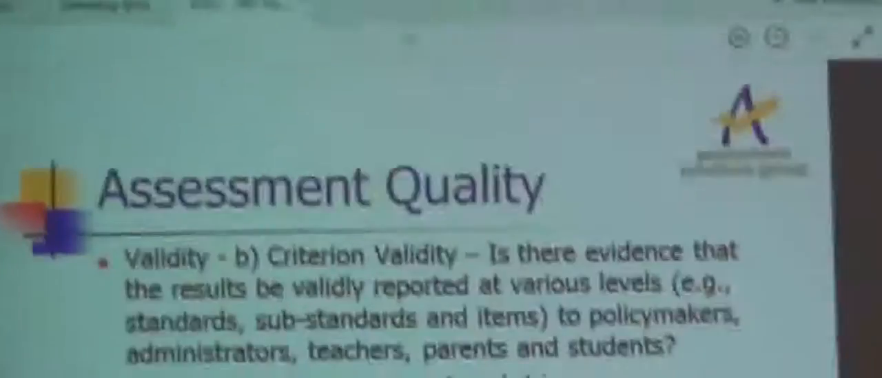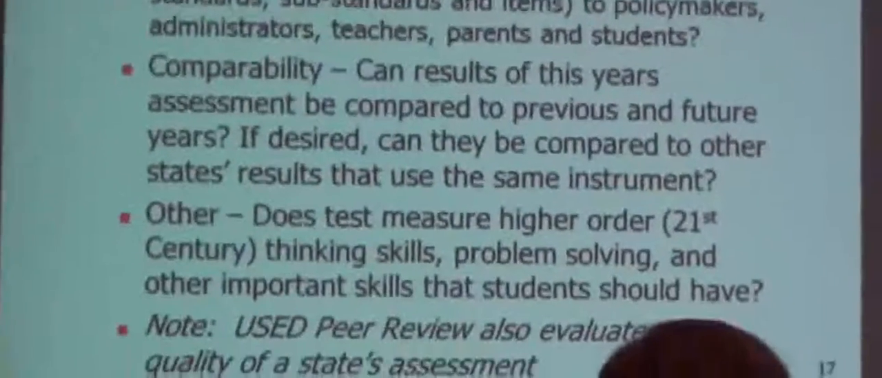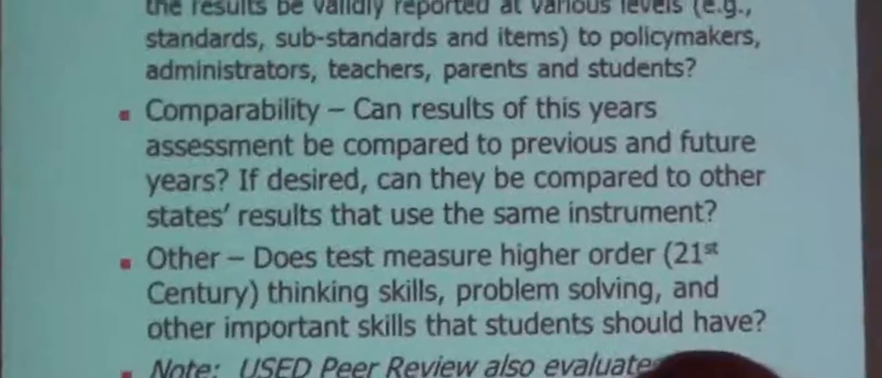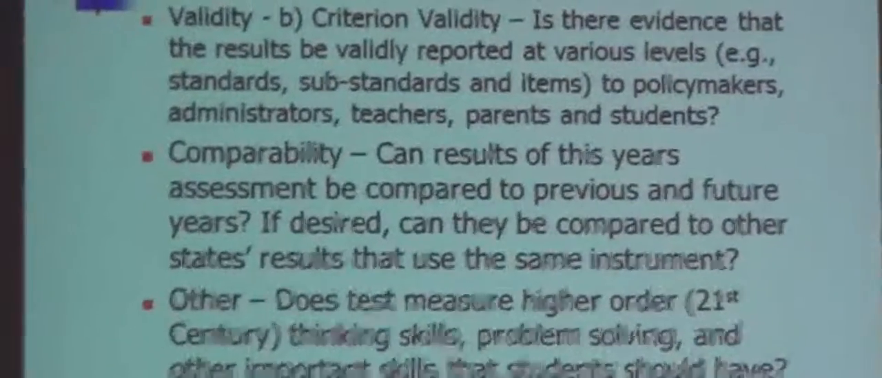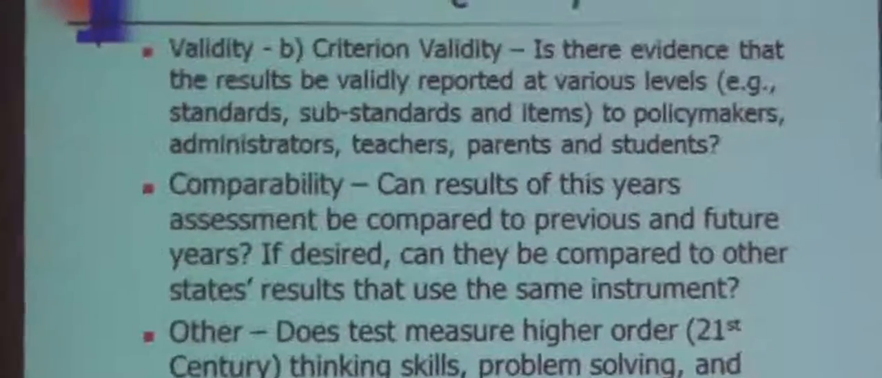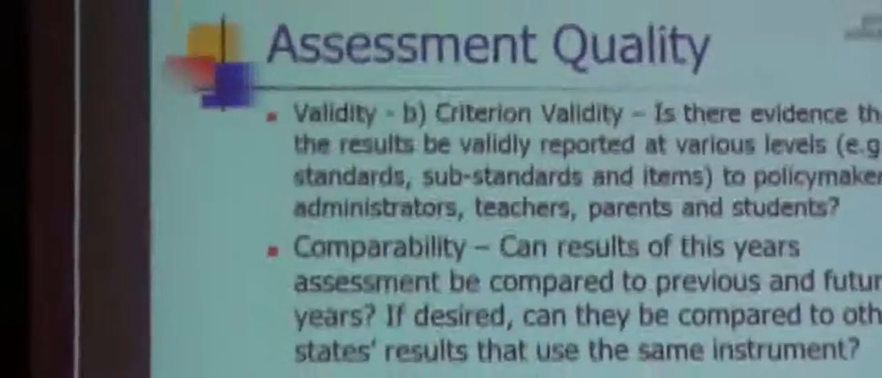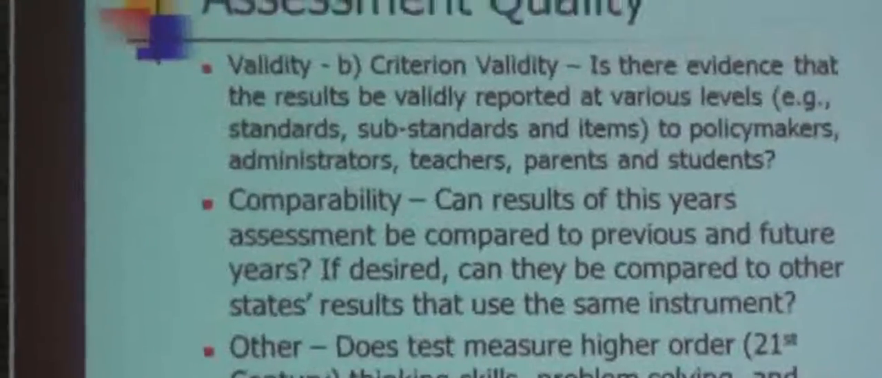Criterion validity, can the results be reported at different levels as standards or the subcomponents of standards and items to a variety of audiences? And sometimes there's predictive validity. That is often the reason why we give the 11th grade test. Our goal is to see if kids are ready for college, to succeed in credit-bearing courses. And both the ACT and the College Board have data on that.